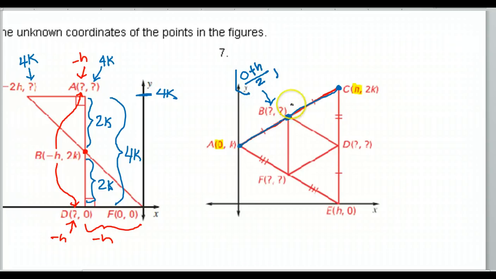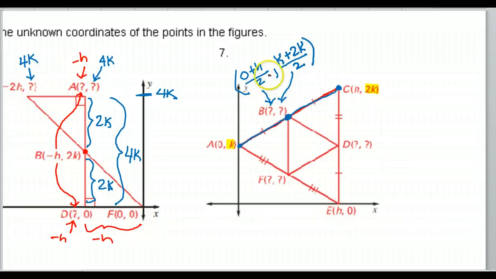Comma. Now let's talk about the y values. For this second question mark, it should be the average of the y values. So I'm talking about k and 2k. So k plus 2k divided by 2. Alright, so those should be the coordinates of point B.